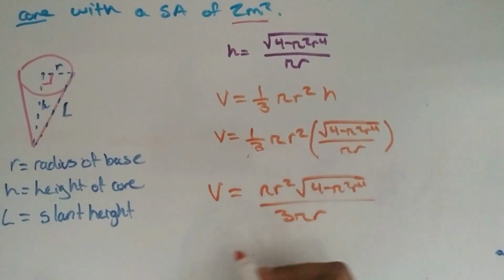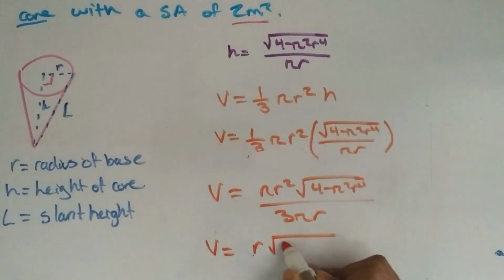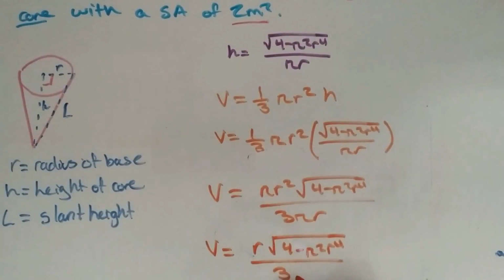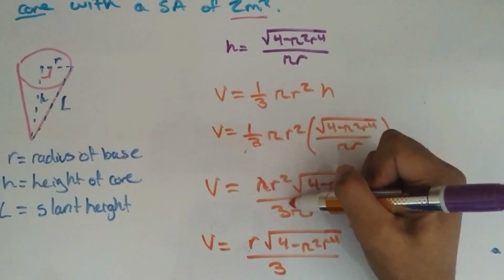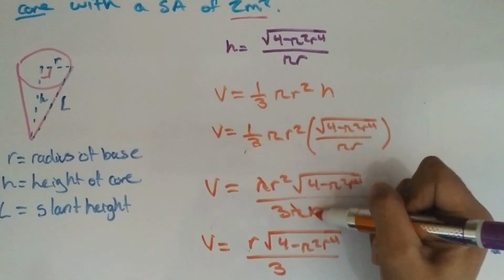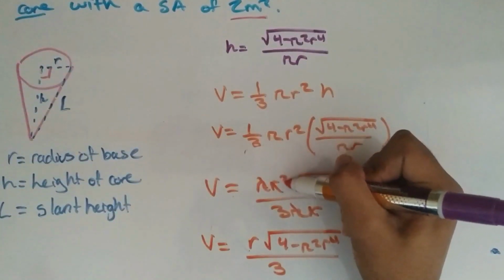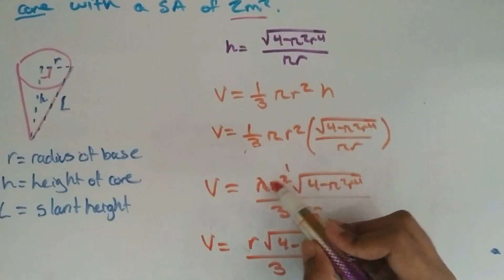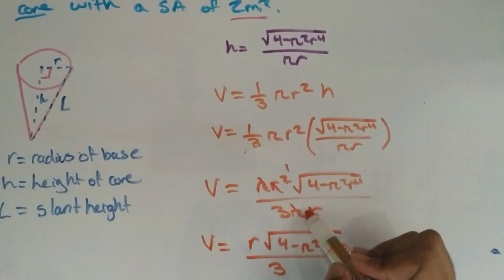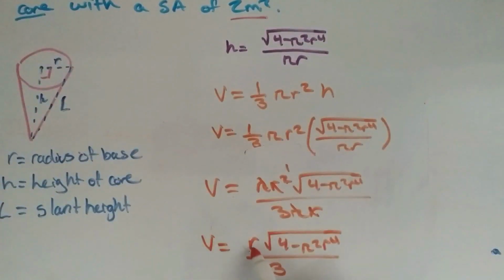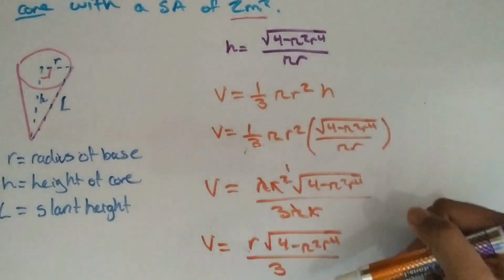So finally, we can describe our volume equation as r times the square root of 4 minus pi squared r to the 4, over 3. So that's going to be our final volume equation. And if you didn't see how we did that, this pi and this pi cancel out, and this r cancels out, leaving just 1 here at the top. So that just becomes r, this remains, and these both cancel out on the bottom. So we're left with V equals r times the square root of 4 minus pi squared r to the 4 over 3. And now we can start to take the derivative.